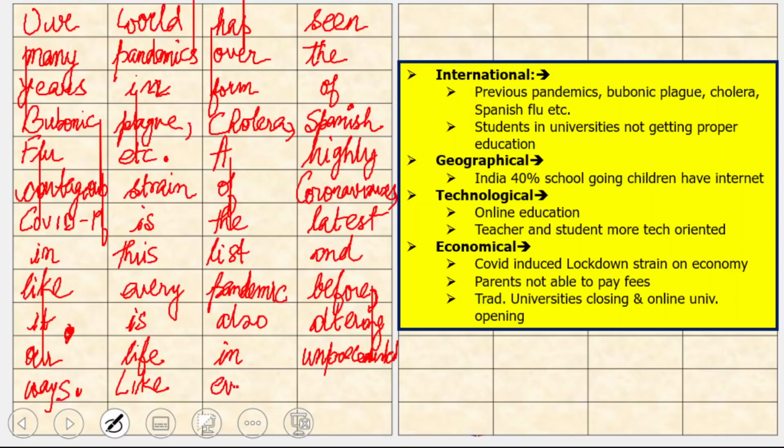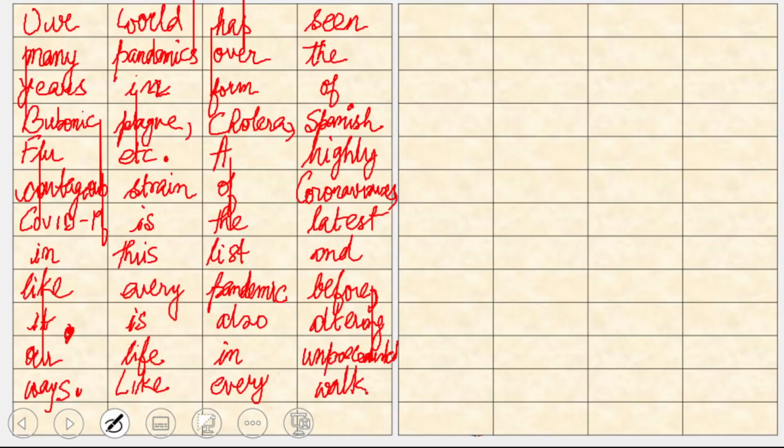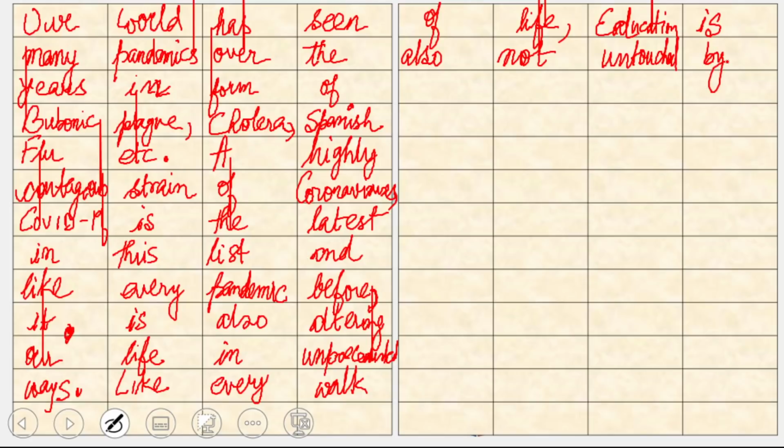Like every walk of life, every walk of life is for every area. Every walk of life, comma, education is also not untouched by it, right? So this is our first para. I have introduced education, I have introduced COVID-19, everything has been introduced. So it's an introduction which is how many words?